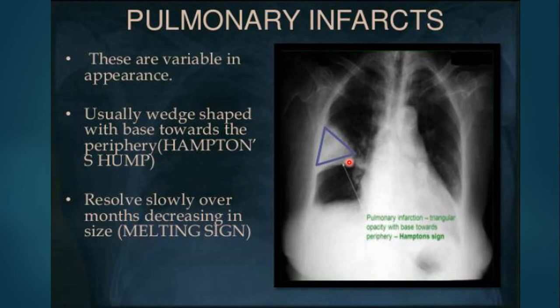They tend to resolve slowly over months, and as they resolve, they decrease in size. They call it melting sign. If you follow it up, it will decrease in size until most of the times only a band will remain. Only a band. They change from triangular to band-like.